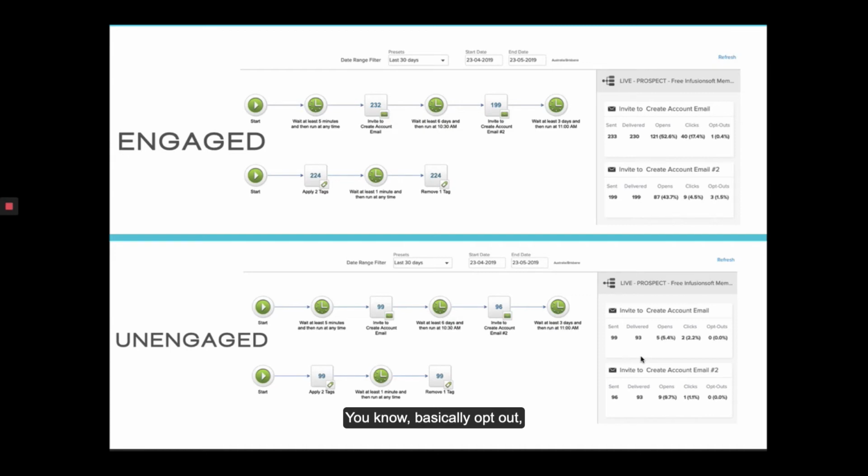basically opt out, which may not necessarily be a bad thing, because if they don't want your stuff, you probably don't want them on your list anyway. You don't want to bombard people who don't want your material. But it certainly has helped us to identify these two groups of people and make sure we do really consider how frequently we're going to them and the messages that we're sending to them as well.